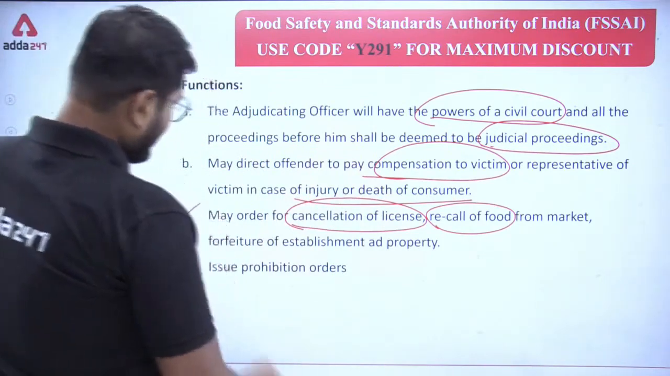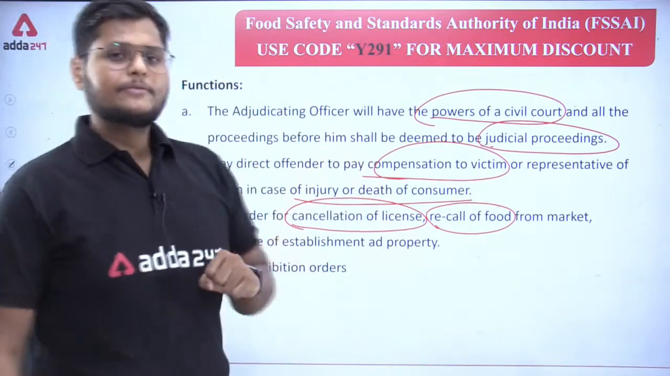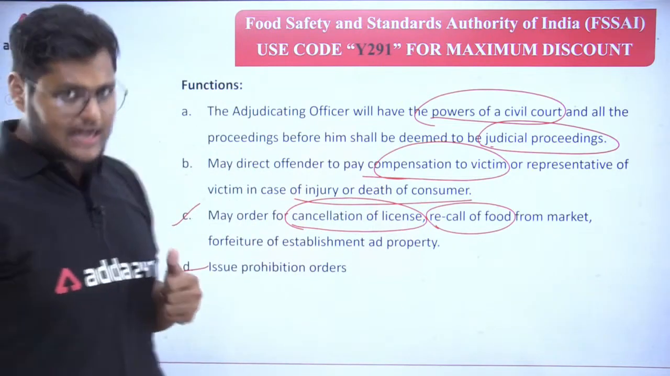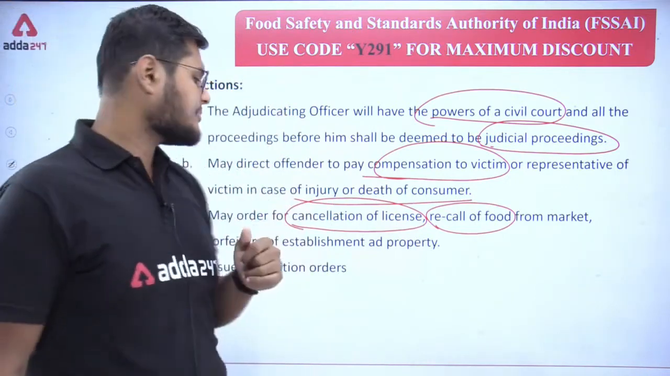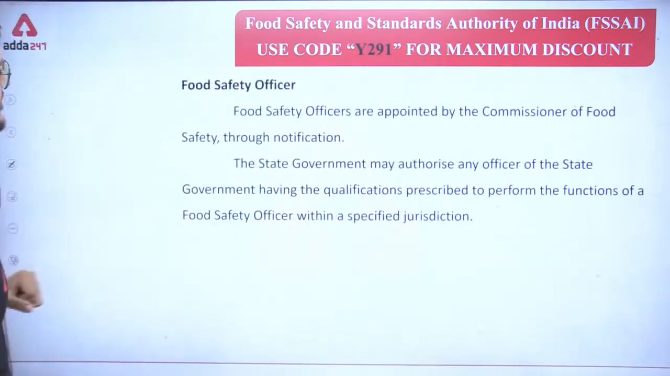Next, issue prohibition orders. Now these prohibition orders are issued, for example, when a particular product should not be sold. These kinds of prohibition orders are usually issued.